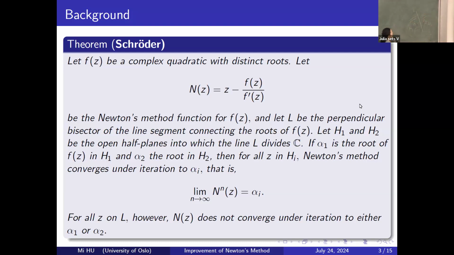So if you choose any point in this H1, then the orbit will converge to root alpha1. If you choose any point in this half plane H2, then the orbit will go to alpha2. But when you are on this line L, the orbit will not converge to either alpha1 or alpha2. And it's very complicated when you are on this L. The dynamic is very, very complicated.